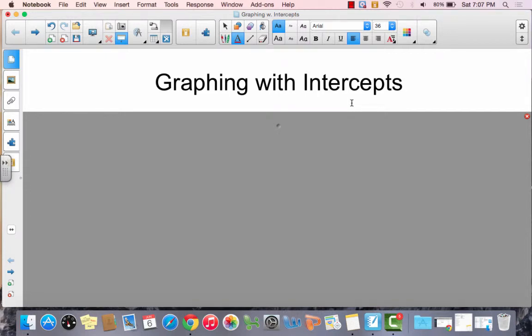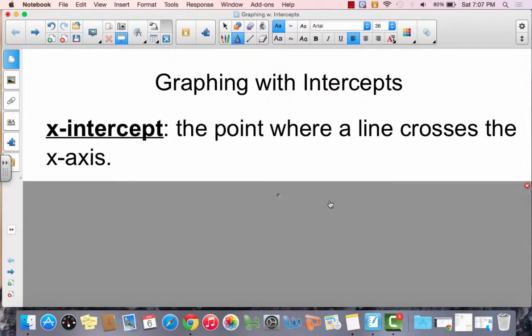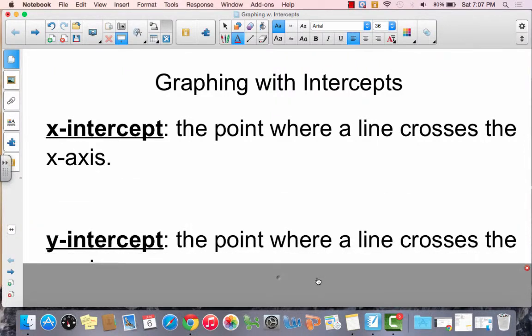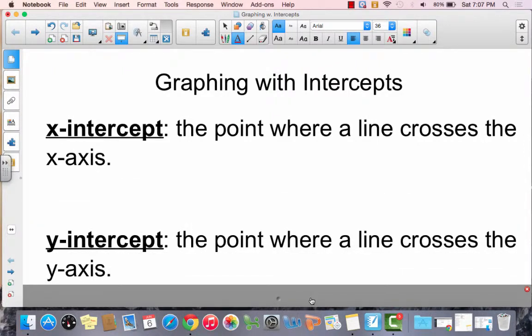Hey guys, in this video we're going to look at graphing linear equations by finding the x and the y-intercept. To start off, we have a little bit of vocabulary, so if you do not yet have this in your notes, please take a second and jot it down.